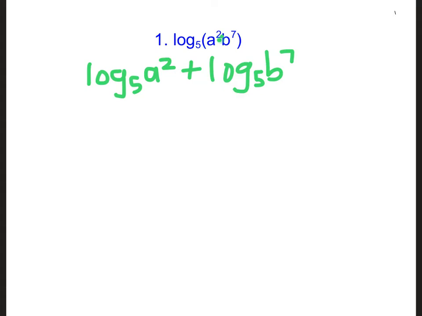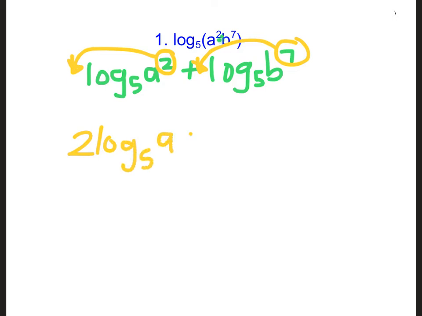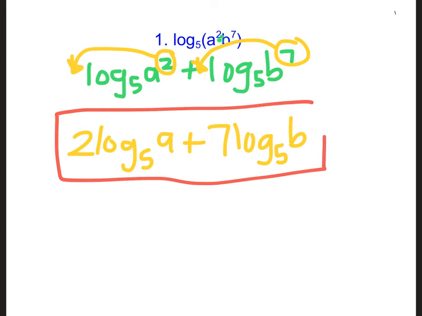Now I also know we have some exponents, which means I can use the power rule or the power property and take my exponent and put it out front for both of them. So I see we have a 2, I see we have 7, they're going to go out front. So I really have 2 log base 5 of a plus 7 log base 5 of b. Today we're expanding, so that's my final answer. You're not going to add anything, you're not going to combine them, you're just going to write that as your final answer.